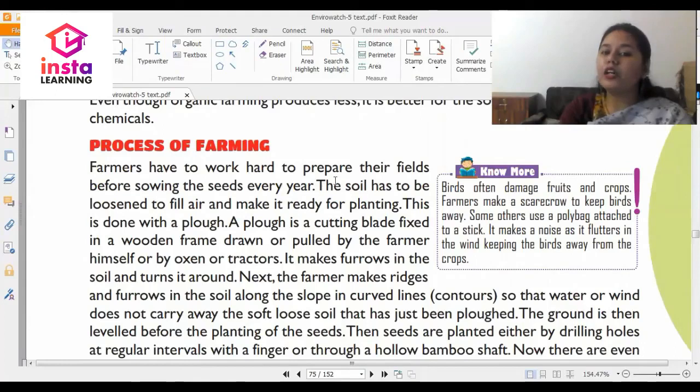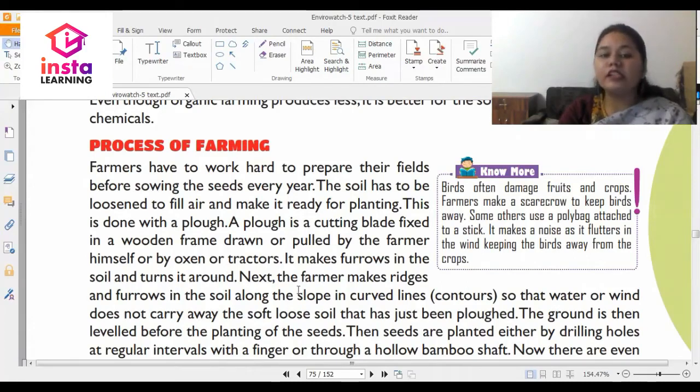Farmers have to work hard to prepare their fields before sowing the seeds every year. The soil has to be loosened to fill it with air and make it ready for planting. This is done with a plow. A plow is a cutting blade fixed in a wooden frame, drawn or pulled by the farmer himself or by oxen or tractors. It makes furrows in the soil and turns it around.